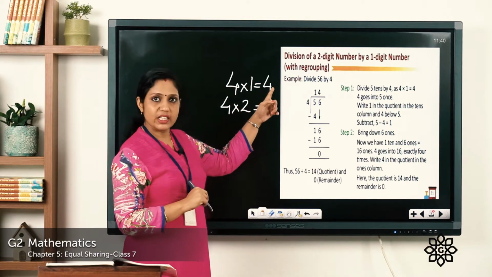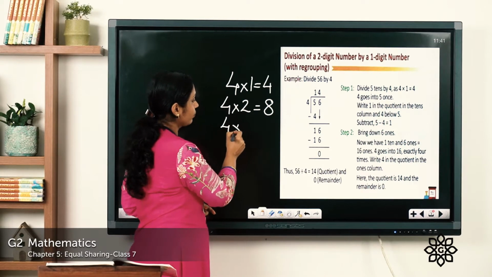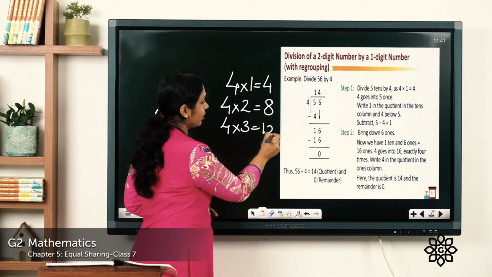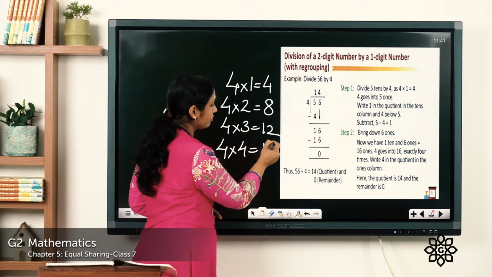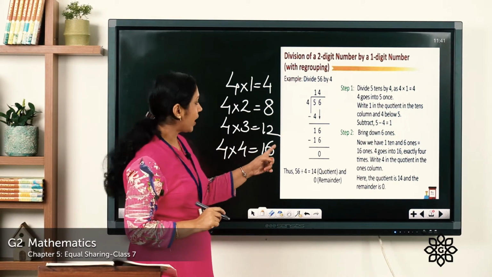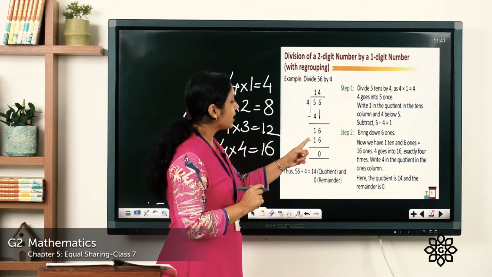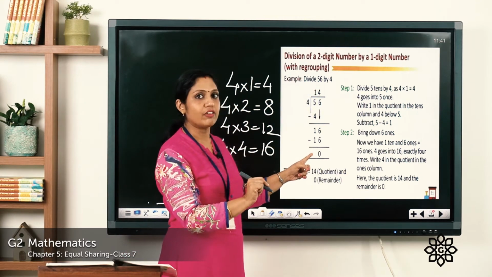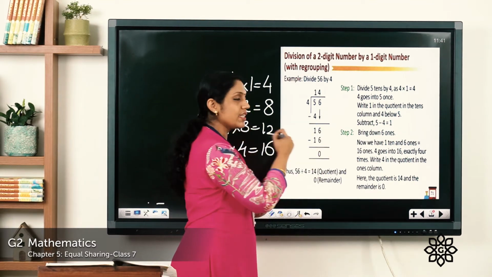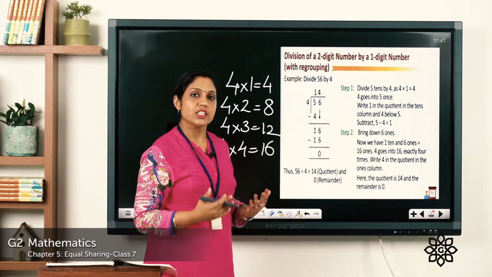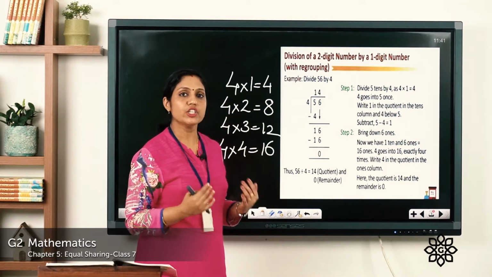So 4 ones are 4, 4 twos are 8, 4 threes are 12, 4 fours are 16. So we got the number 16. So write how many times? 4 times. So write that 4 on top and 16 under 16 itself. Now what is the next step? Again we have to subtract. So 16 minus 16. The number is 0. Is there any other number to divide? No. So here we have finished our division.